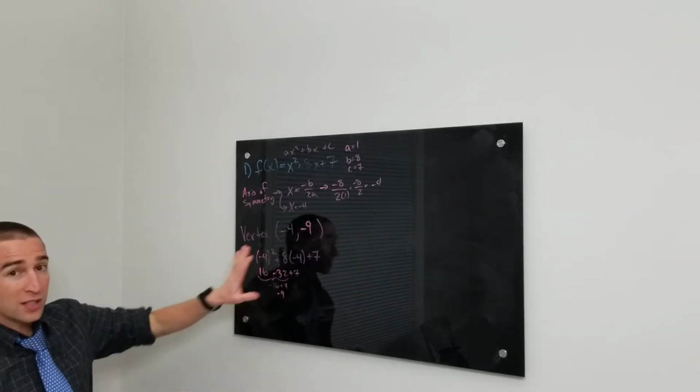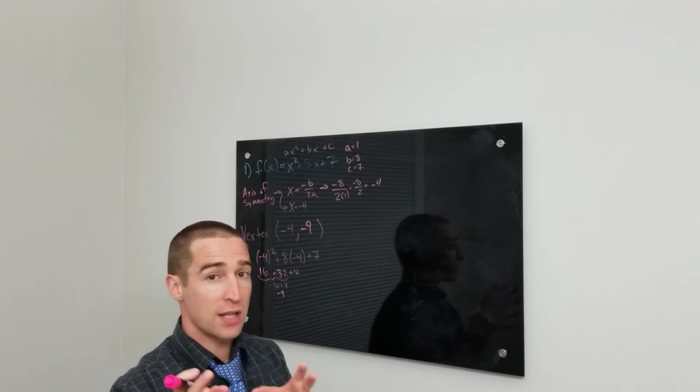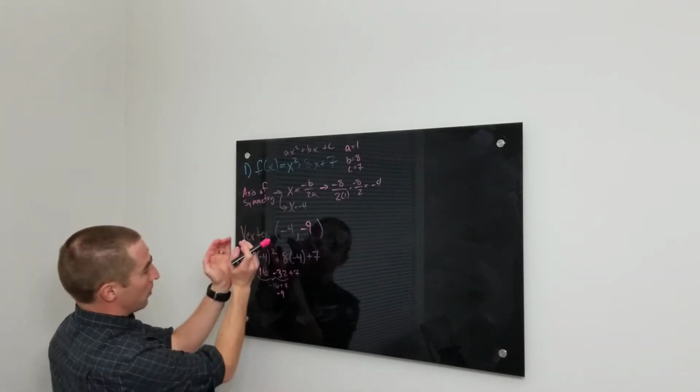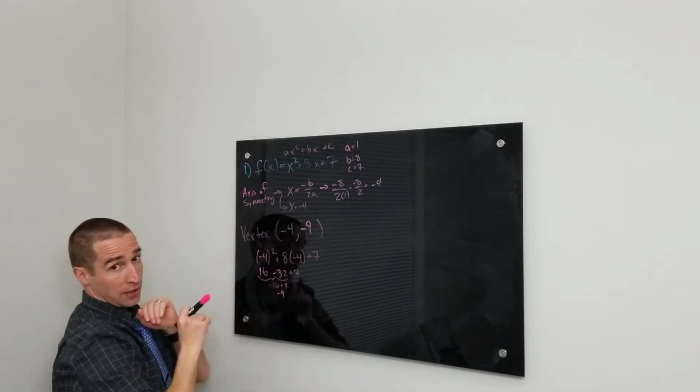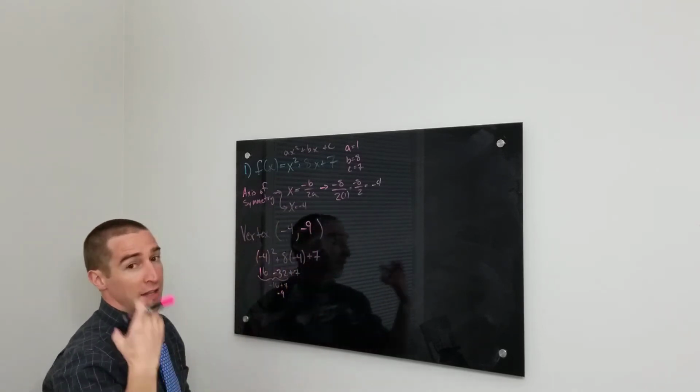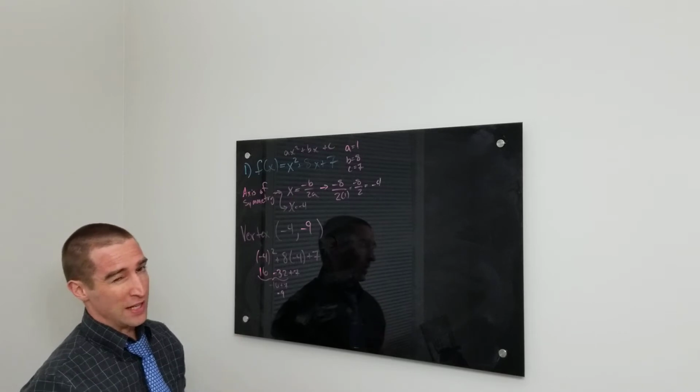Now you can use a calculator for this, but if you do use a calculator, make sure you put parentheses. Everywhere there's an x, you put parentheses around the number that you're putting in. Otherwise, the calculator will do the work right, but you'll get the wrong answer. Okay.